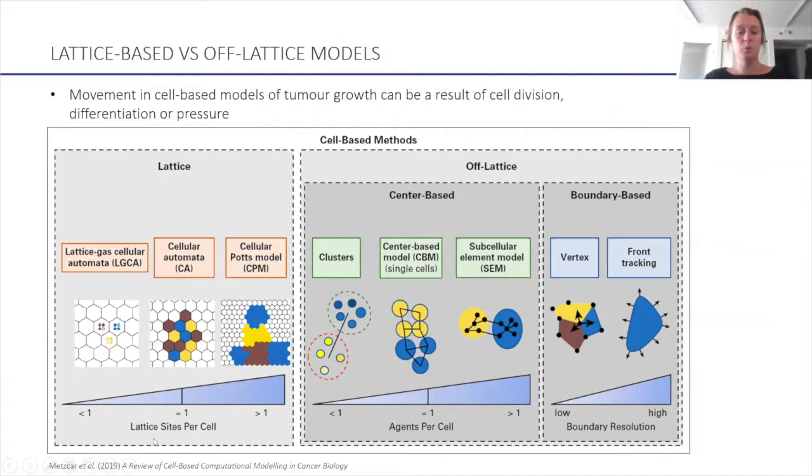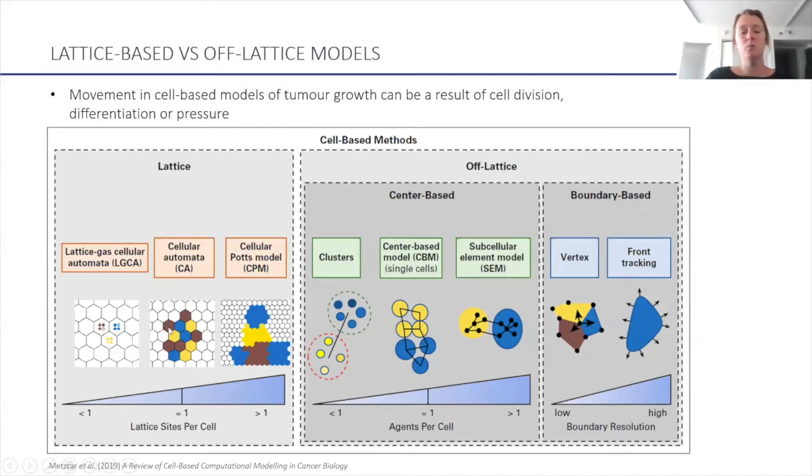Here are some examples that really help to understand what a lattice-based versus an off-lattice-based model is. I just want to preface this by saying this is a really great review of cell-based models, and I really recommend you check out this citation down the bottom here if you want more information. There are a few types of lattice-based models, but these three cover them. The first one, which I mentioned before, is cellular automata, which lots of people may have heard of.